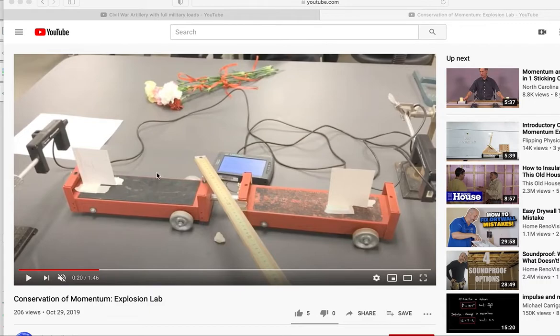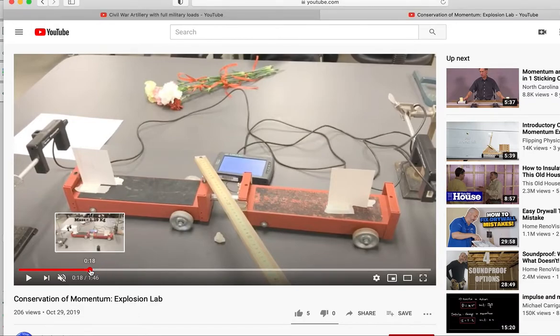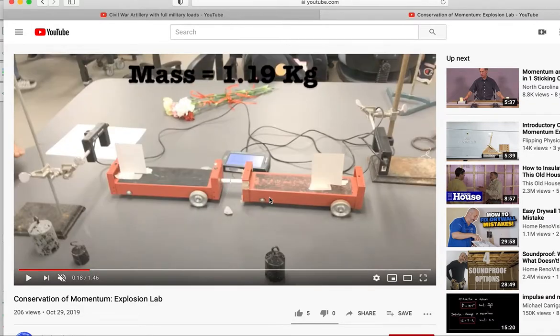We have these two carts, and you saw this yesterday. This one has a spring-loaded piston. When Mr. Hammond pushes on that button, the spring-loaded piston pushes the two carts apart. So I know their masses. Mr. Hammond put them on the screen, and at the very beginning, neither cart is moving.